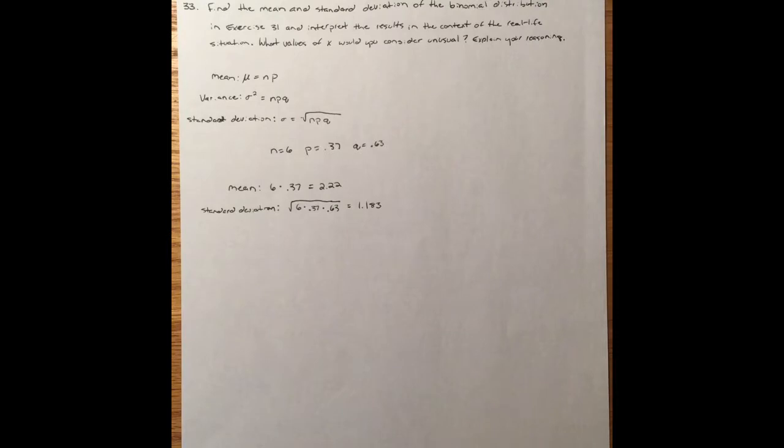Find the mean and standard deviation of the binomial distribution in exercise 31 and interpret the results in the context of the real-life situation. What values of x would you consider unusual? So this is mean, variance, and standard deviation. Mean is n times p, variance is n times p times q, and standard deviation is the square root of n times p times q.